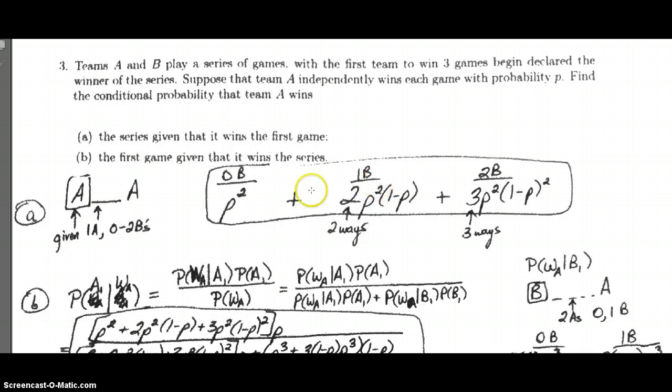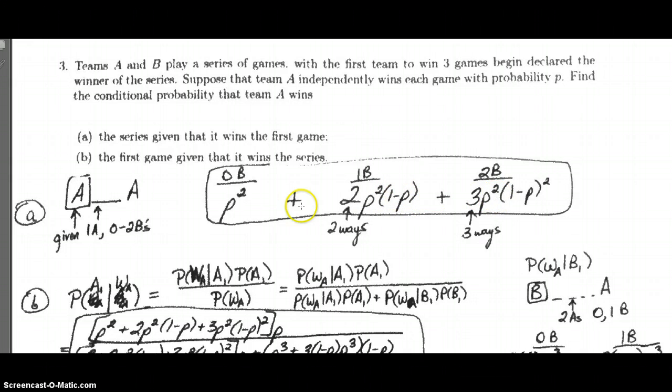If B is going to win 1, it could either be before the middle A or after the middle A. There's basically 2 different positions. And in either case, so this is why there's 2. In either case, A still wins 2, which is the P squared. But in this case, B also wins 1. So 1 minus P is the probability of B winning.